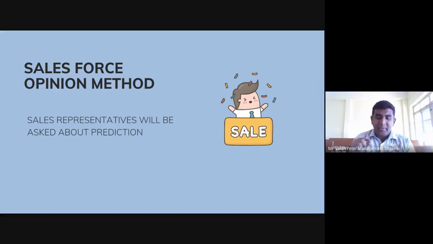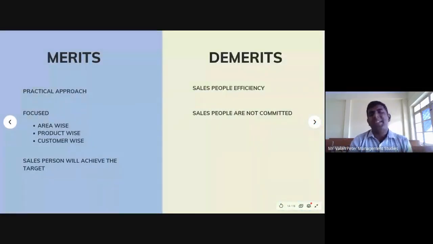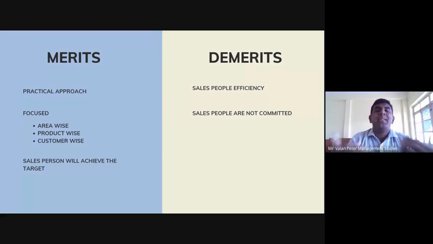Salespeople know which month will be suitable for chocolates, which month for mobile phones, which month for dresses, because they communicate with the customers directly. They will identify the customers' needs and wants very specifically. And yes, there are merits and demerits even in this method, the Salesforce opinion method. What is the first merit? Practical approach. Karthikeyan asks a salesperson, that is me, how you made the sales, any difficulties? I will tell him, sir, the price is high and we should give offers to the clients. So there is a practical approach, right? When you have a practical approach, it will give you more results.